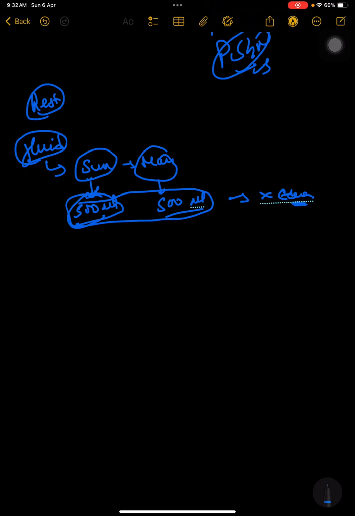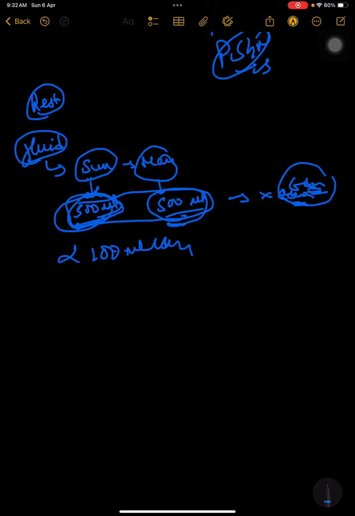This becomes a scenario if he has edema. Okay, if he has edema. In the presence of edema, the fluid must be equal to the urine output. Okay, but this should be less than 100 ml per day in the case of edema.